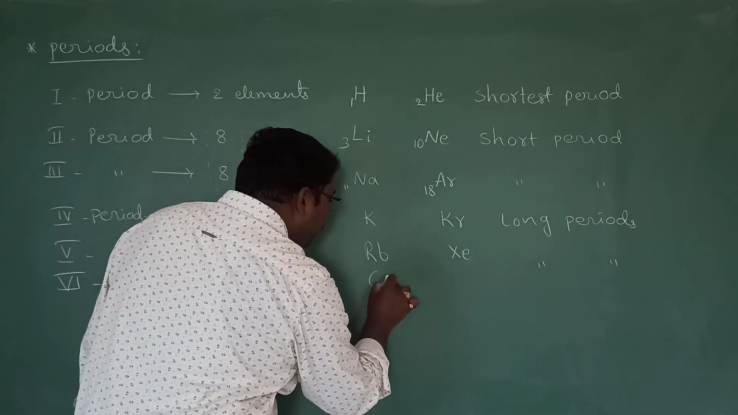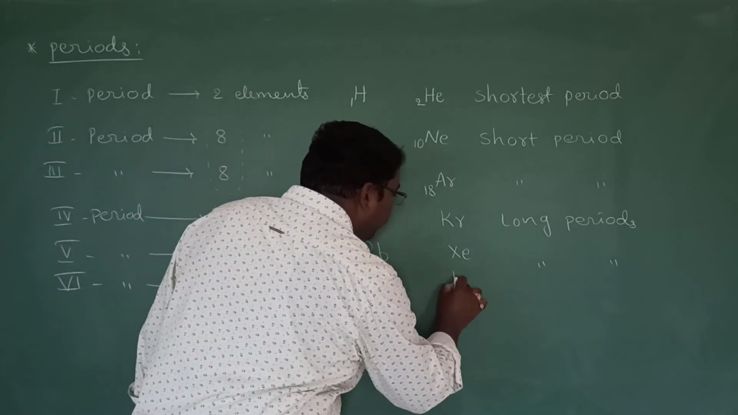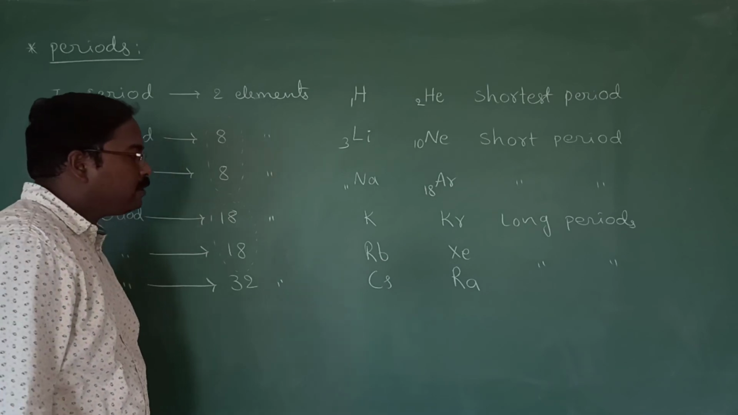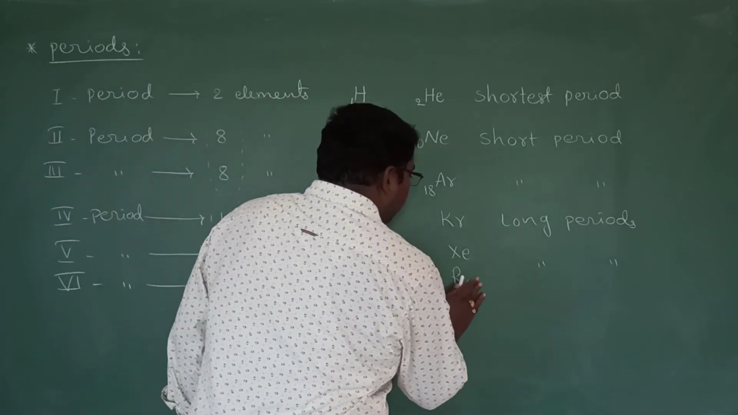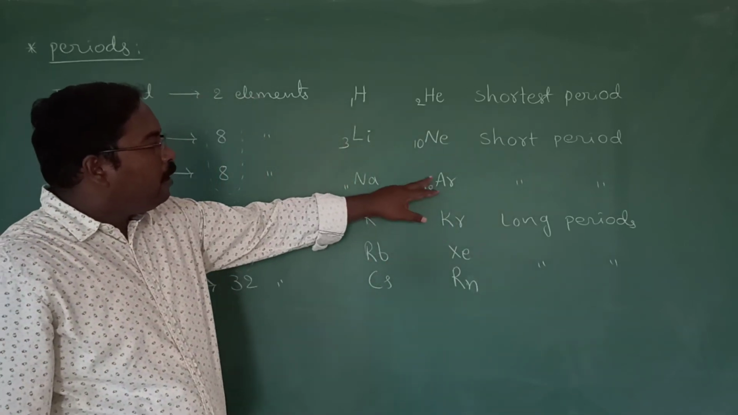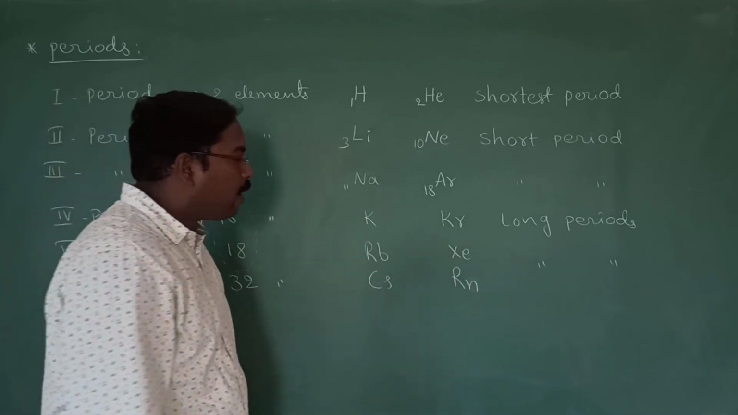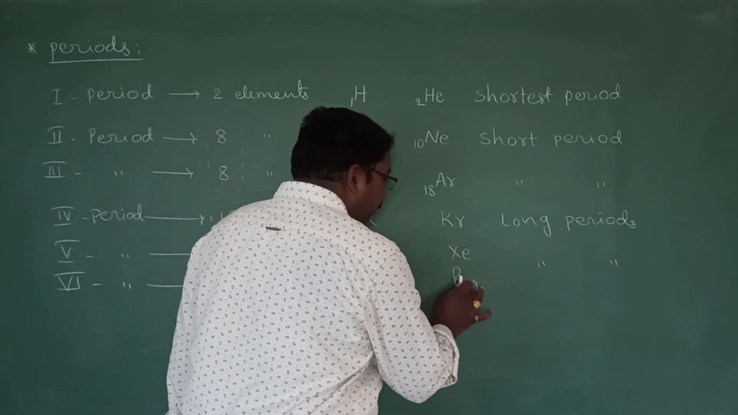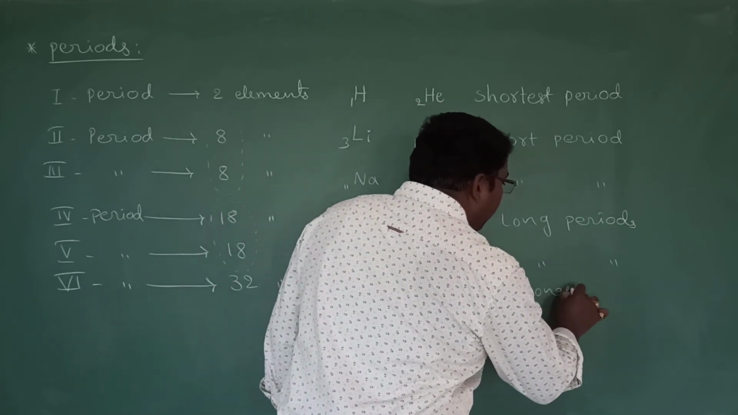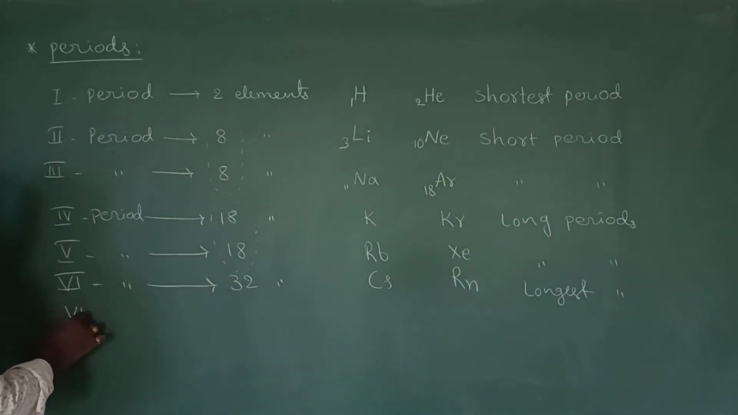The starting element of the sixth period is cesium, and the ending element is radon. Helium, neon, argon, krypton, xenon, radon. This is called the longest period.